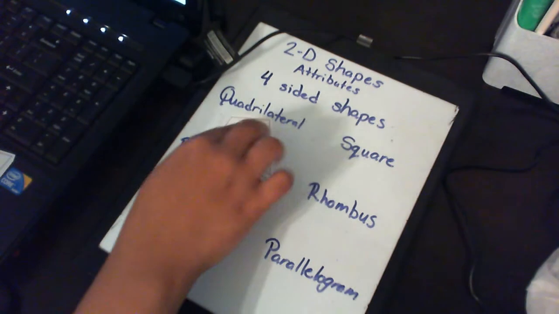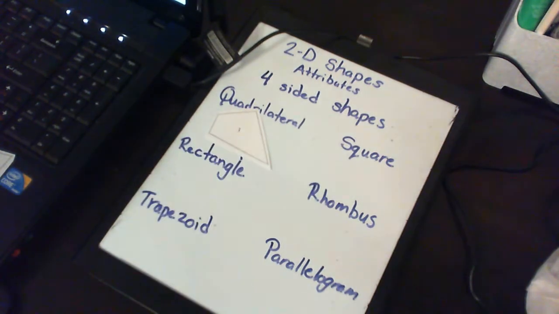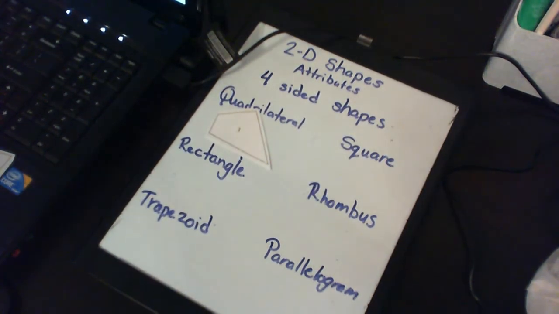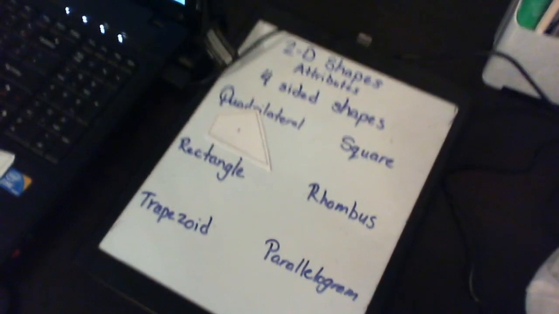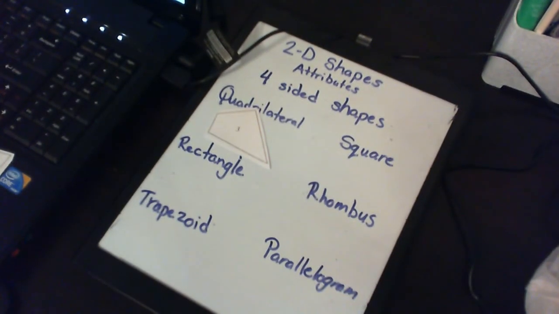This is a picture of a quadrilateral. It has four sides, four corners. None of the sides are the same length, and none of the angles are the same angle. So now let's move to the square.